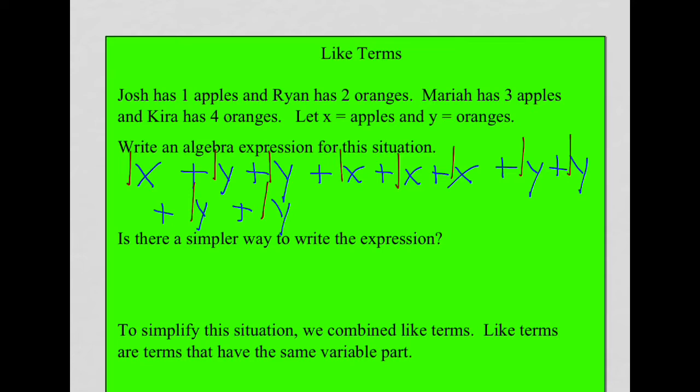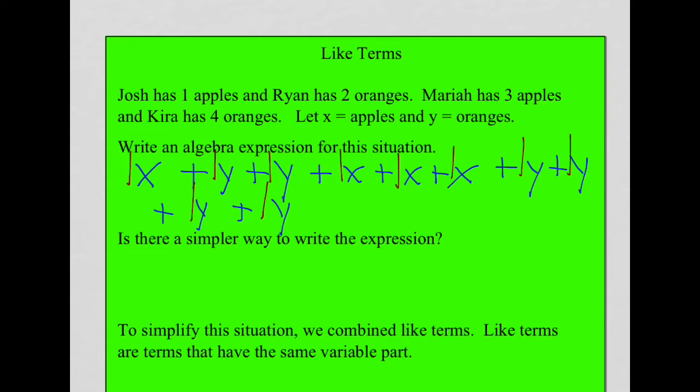Now, we're not going to write something like this every time. Is there a simpler way to write this expression? Well, absolutely. We can combine all our apples and we can combine all our oranges. But the key thing to remember about like terms is that you can't put your apples and oranges together. So we can only combine this until we have all our apples together and all our oranges together.